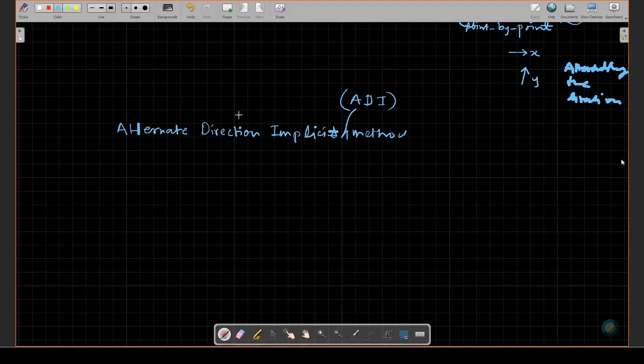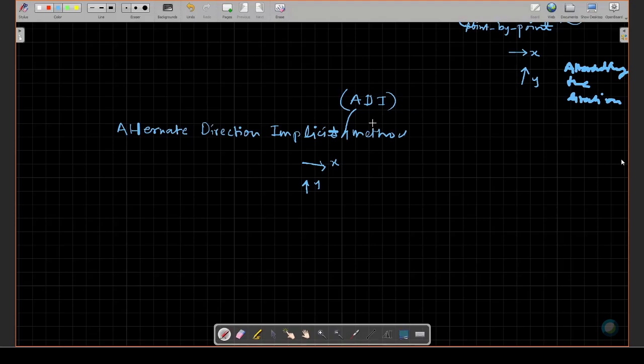Now you see that there is one direction and there is another direction. So there are two steps, step one and step two. In the first step, we take the x direction. In the second step, we consider the y direction effect, and we proceed with that.